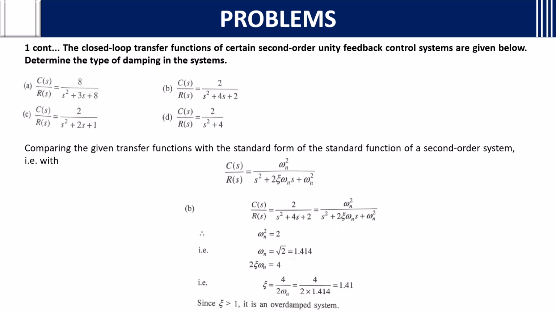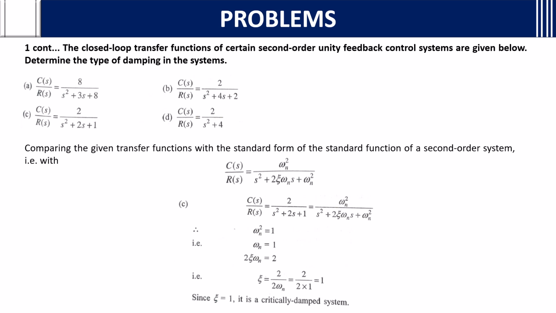We'll go to the next question. Again, if you compare this with this, omega n square is 2, so omega n will become root 2. Then 2 xi omega n is 4s. If you substitute the value of omega n here, you get xi equal to 1.41, which is more than 1. So it is called overdamped. If it is less than 1, it is called underdamped. If it is more than 1, it is called overdamped.